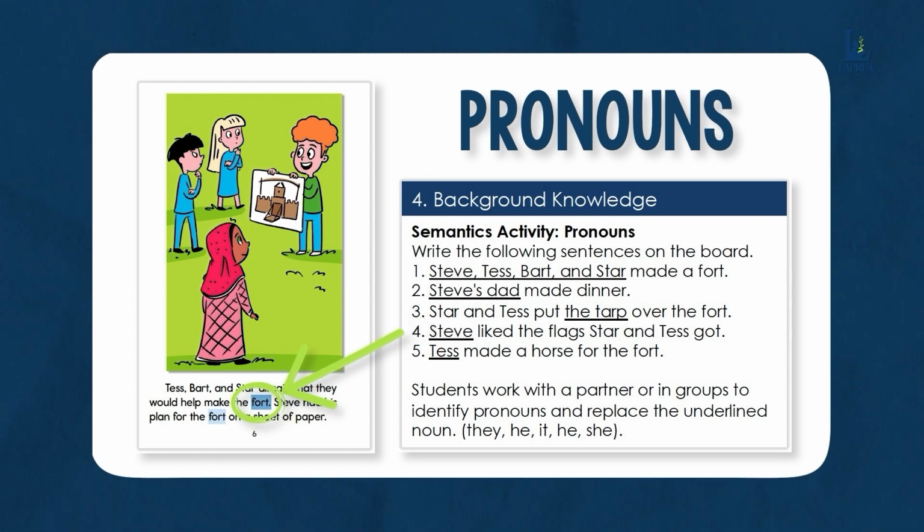And then I would bring these sentences in and say, okay, what word can we use instead of Steve, Tess, Bart, and Star made a fort? What word can we use to take the place of Steve, Tess, Bart, and Star? And again, you bring in that vocabulary use of the word fort, but then bring in pronouns to help it. So this is just another way of really helping students use semantics and connecting it with vocabulary development as well.